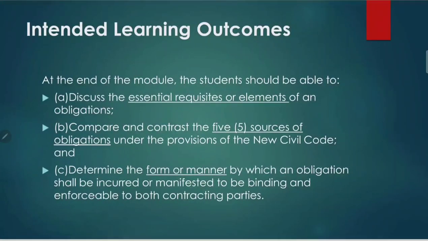At the end of the module or this presentation, the students should be able to first discuss the essential requisites or elements of an obligation. Second, compare and contrast the 5 sources of obligations under the provisions of the new civil code. And third, determine the form or manner by which an obligation shall be incurred or manifested to be binding and enforceable to both contracting parties.